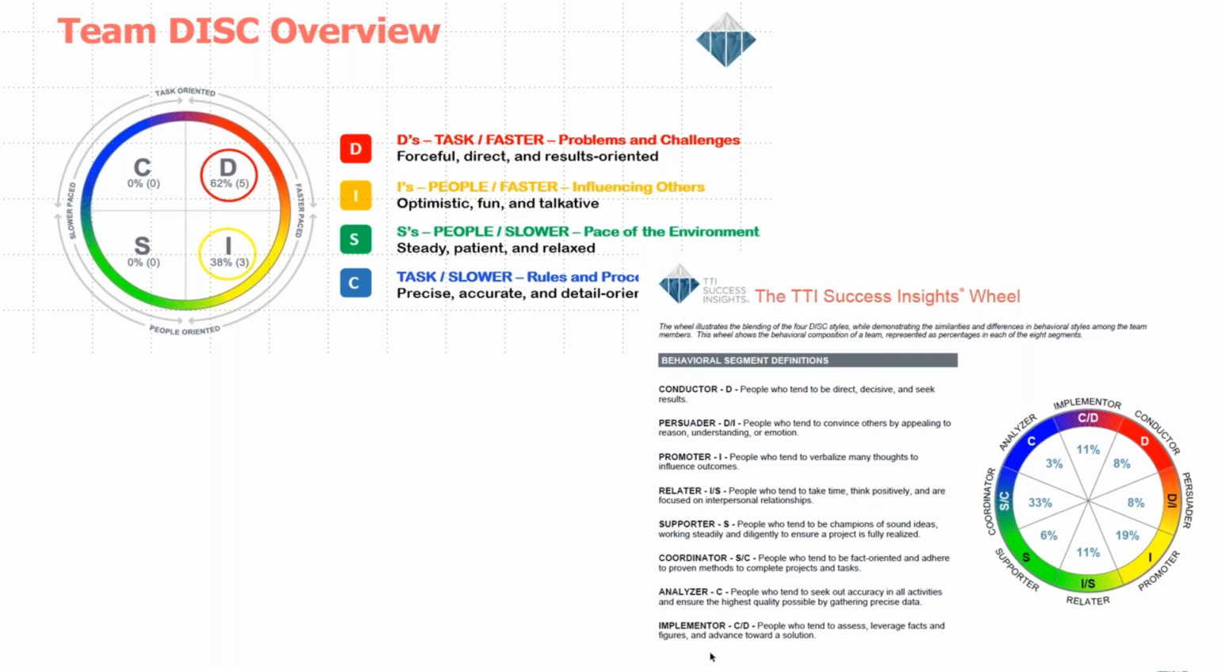And then another page over here on the right breaks it down into 8 sub-descriptors: implementer, conductor, persuader, promoter, relator, supporter, coordinator, analyzer. And as you can see, the largest section of that group is promoters as I's. So that must be a fun group to hang out with. So those are 2 of the pages of that report, and then it gives you more information.